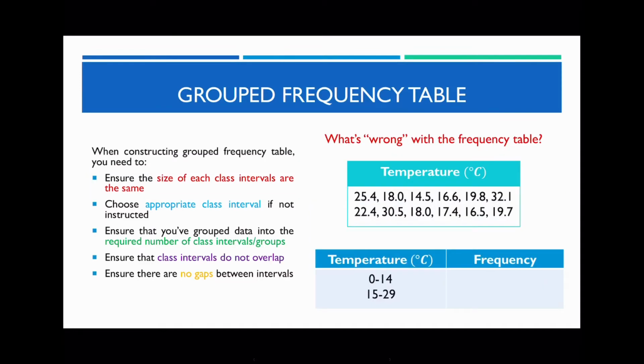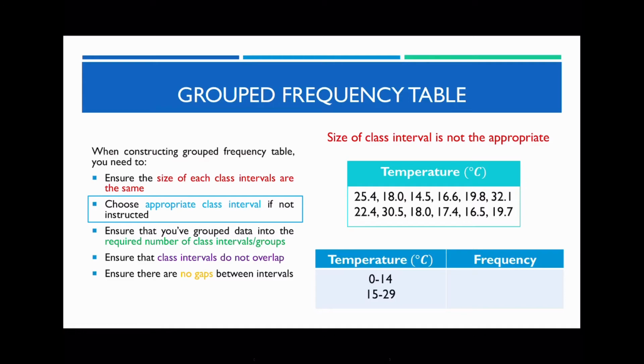Now, for my second example over here, what is wrong with this particular frequency table? If you look closely at this one, if I was to group them up into just 2 subgroups, this is done incorrectly because this is an inappropriate size for the class intervals. Obviously, if you make the size of your class intervals much larger, you're going to have a lot of data in only 1 or 2 subgroups, and that wouldn't provide us much information at all.